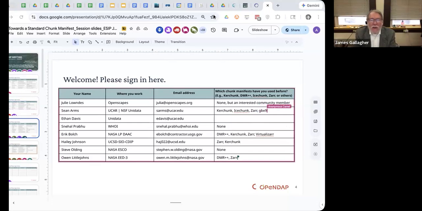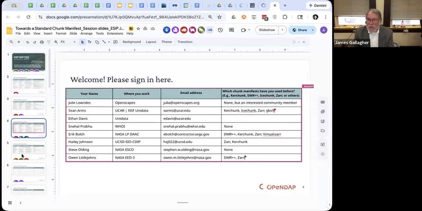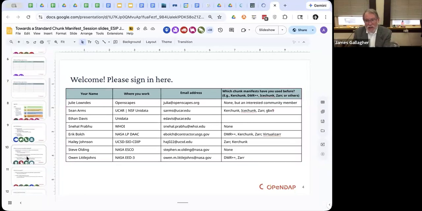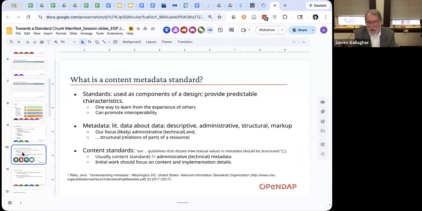And then, so what are our goals? Well, the first one is we want to differentiate between these existing chunk manifest implementations. So, what's common between them? What concepts do they have in common? What are their differences? Where has one gone that the others have not gone, essentially? What sort of problems has, say, Kerchunk tried to solve that DMR++ has ignored? What sort of problems has Zarr tried to solve that Kerchunk has ignored?